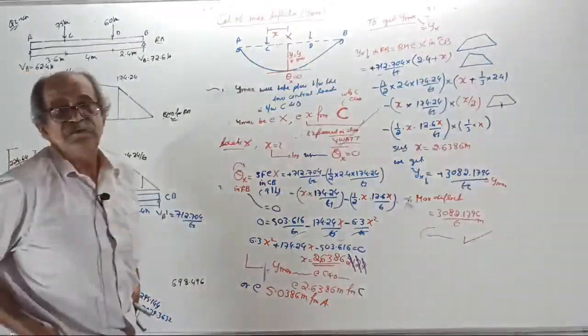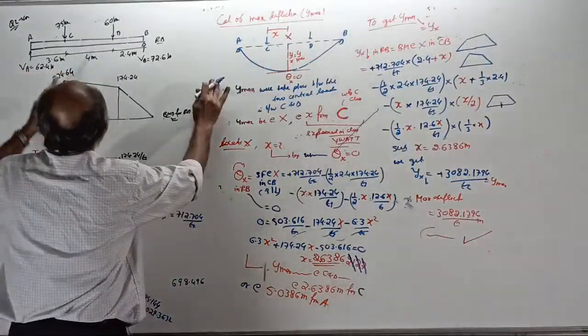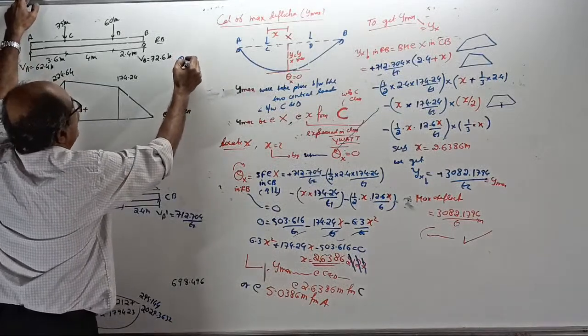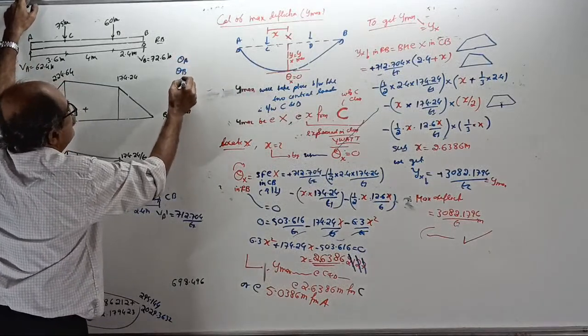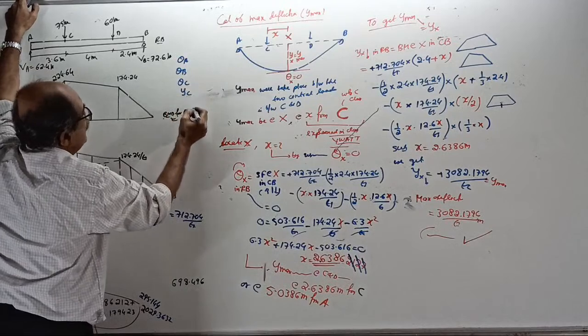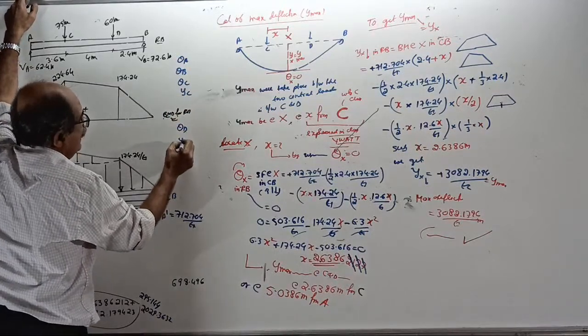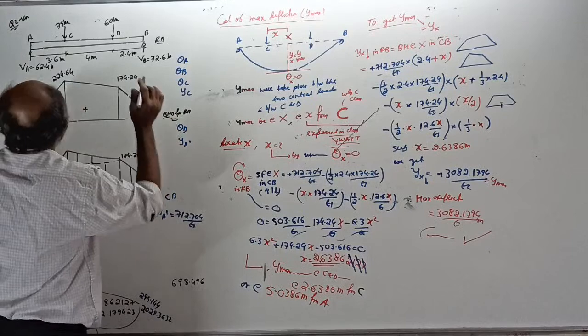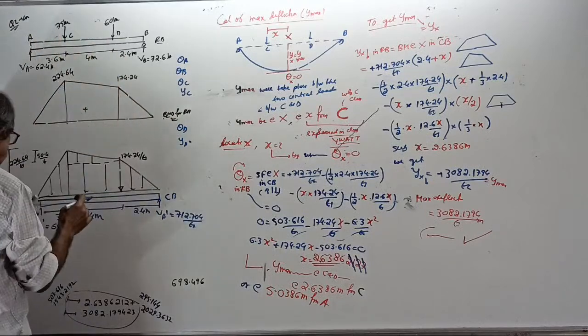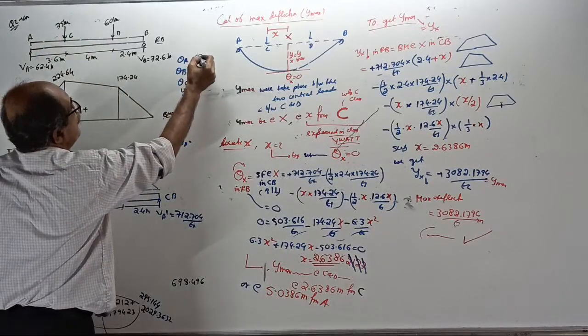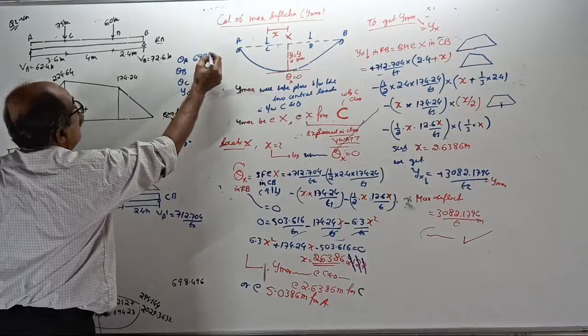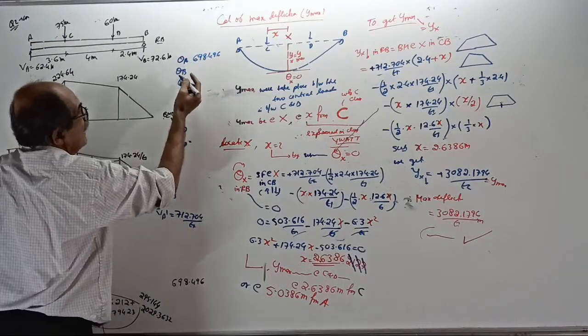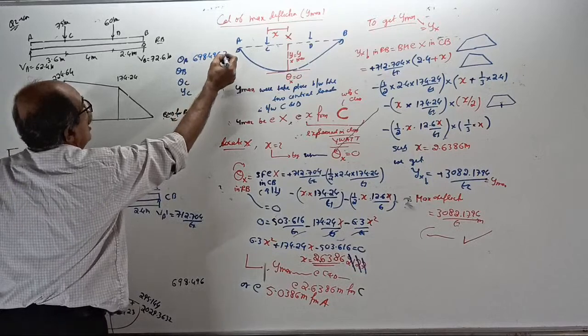Now, start, one by one. Theta A required, theta B required, theta C required, YC required, theta D required, YD required. Start. Theta A in the real beam is the shear force here. Theta A will be 698.496 by E. I am not writing EI because space is not there. Clockwise.